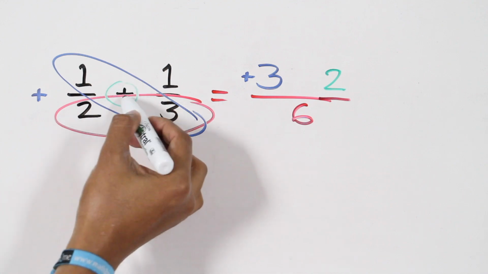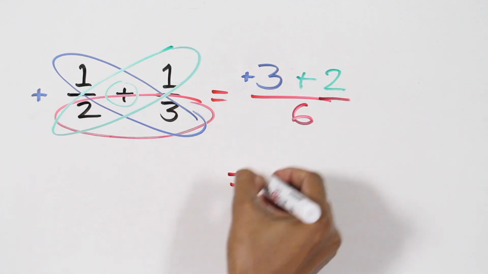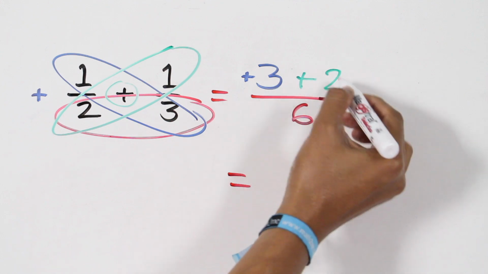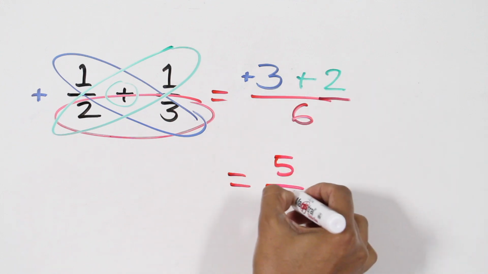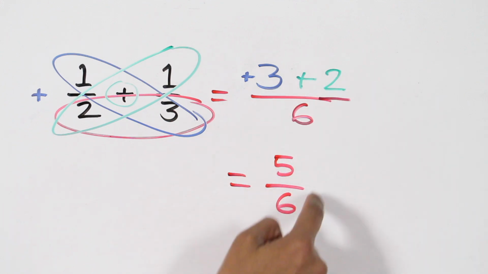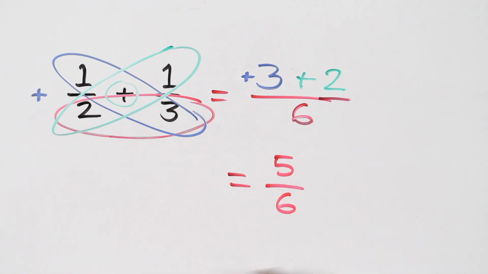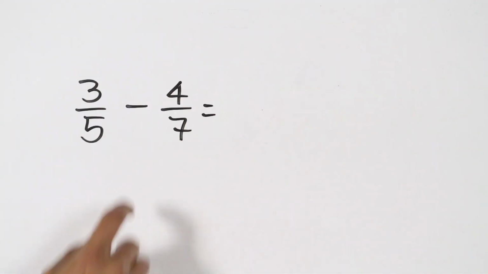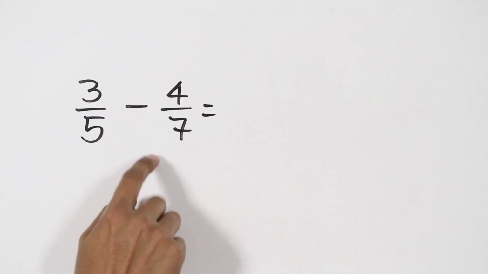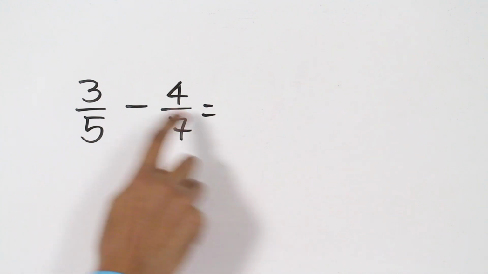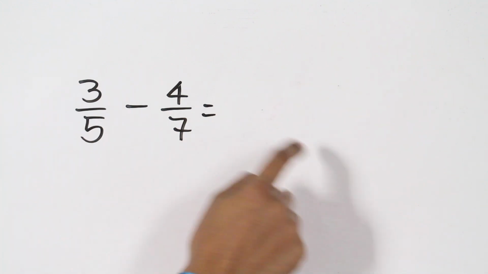That is another plus. Then simplify the top part. 3 plus 2 equals 5 over 6. We cannot simplify the fraction because this is the simplest form. So we are done with this addition. As I mentioned, it doesn't matter if you have a subtraction of two fractions with unlike denominators. The procedure is the same.